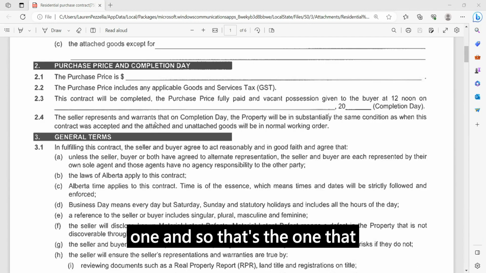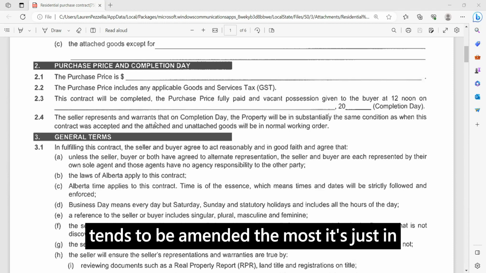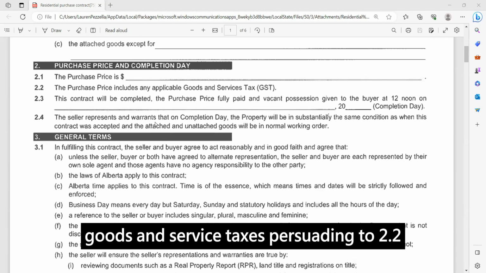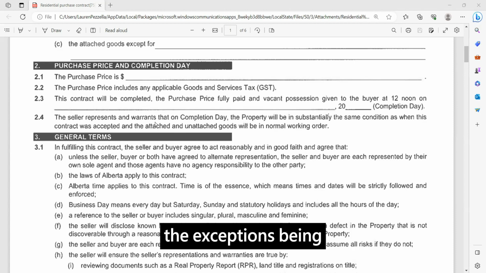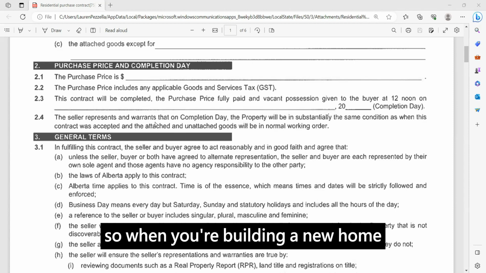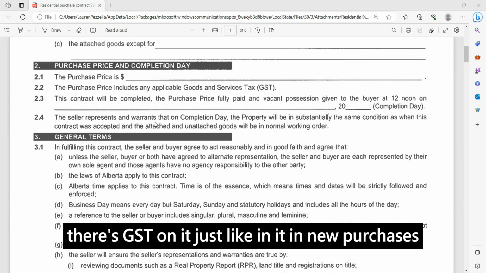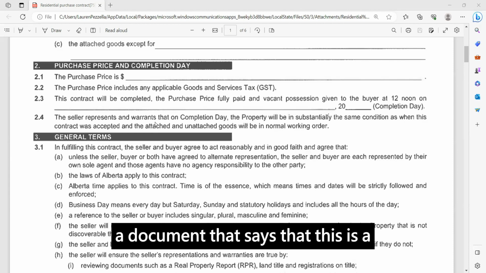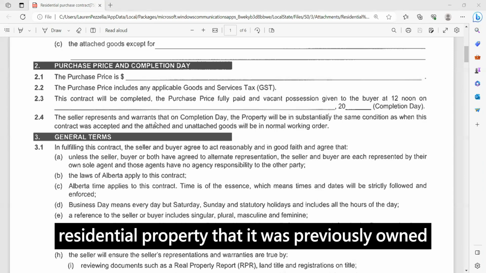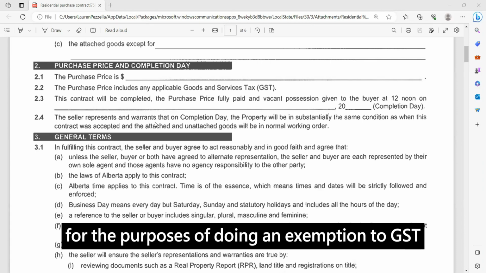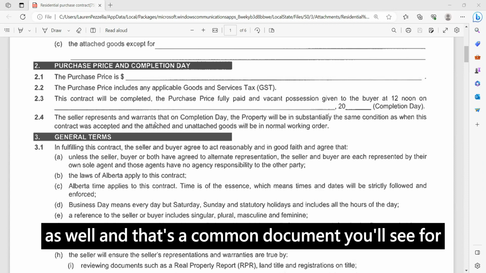So the purchase price is the biggest one, and that's the one that tends to be amended the most. It's just in Canadian dollars, given that we're in Alberta: how much is the property being bought for? Typically, the purchase price does include goods and services taxes pursuant to 2.2, the exceptions being new home builds. When you're building a new home, there's GST on it, just like in new purchases. You might also have to sign a document that says that this is a residential property, that it was previously owned, and that you're going to live there, for the purposes of an exemption to GST as well. That's a common document you'll see for conveyancing.